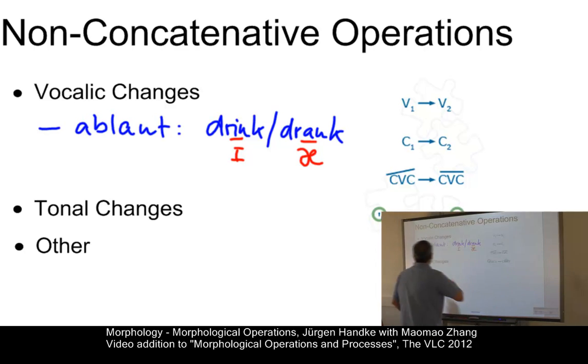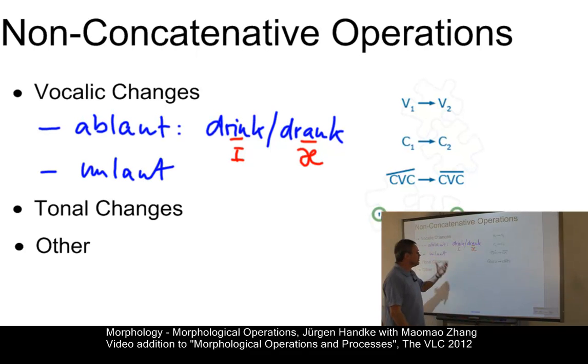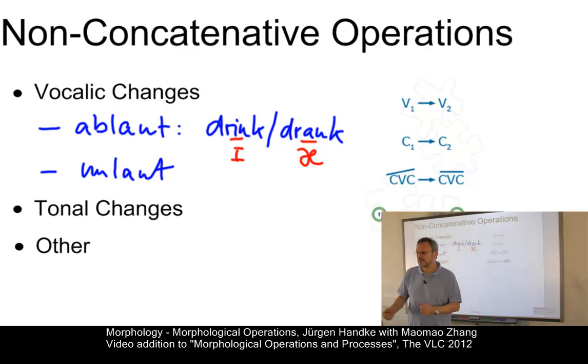Other changes which we do not want to exemplify here is the so-called umlaut, which in English cannot be found anymore, at least not in the synchronic analysis of English as it stands now. But in the past, in Old English, there were many cases of umlaut.